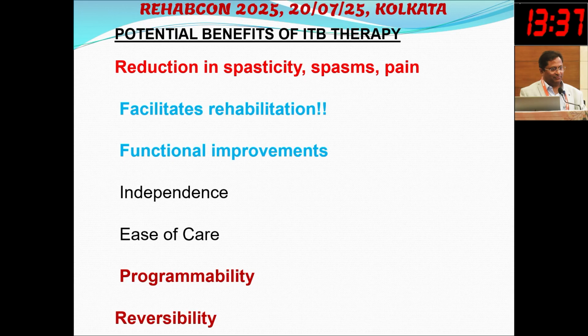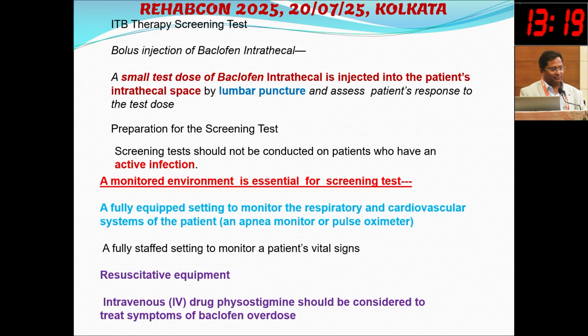So basically this is pharmacological neuromodulation, the BACLOFEN pump. We directly apply drugs into the nerves. So this is called pharmacological neuromodulation. Programmability and reversibility is the key for this.